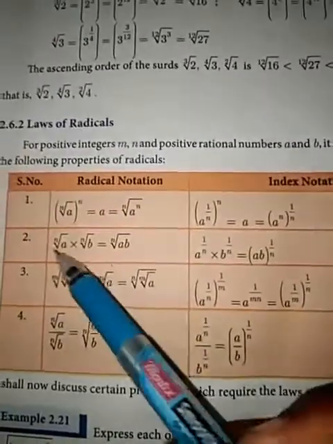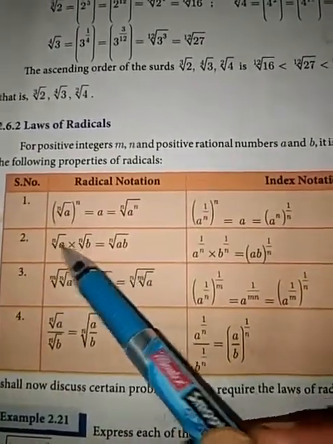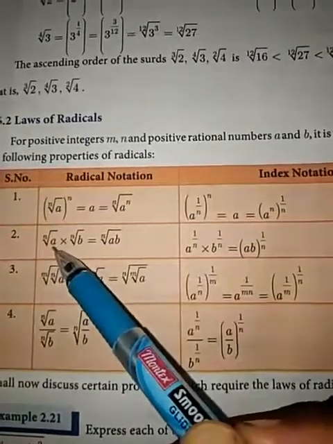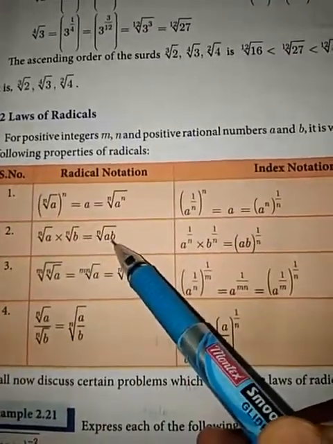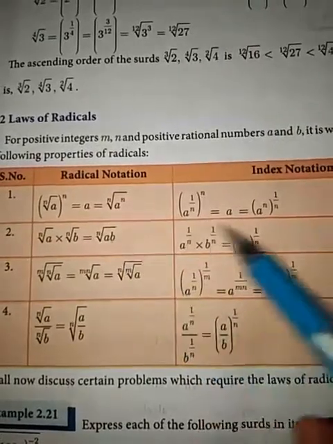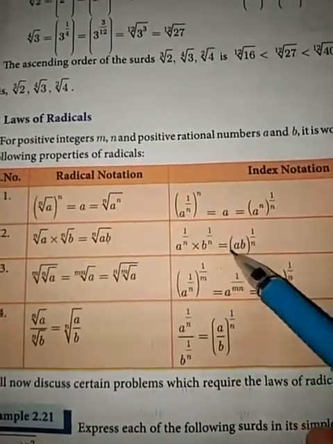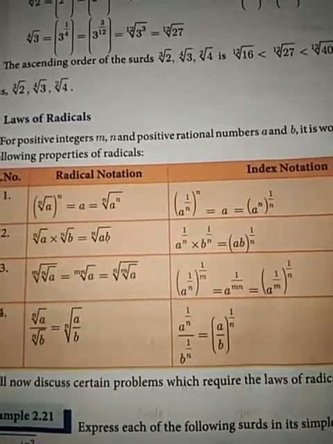Next one, nth root of a into nth root of b. The orders are the same, so we can take the root outside as common: nth root of a into b. That is radical notation. In index notation, a power 1 by n, b power 1 by n, the power is common, then the bases we can multiply: ab whole power 1 by n.